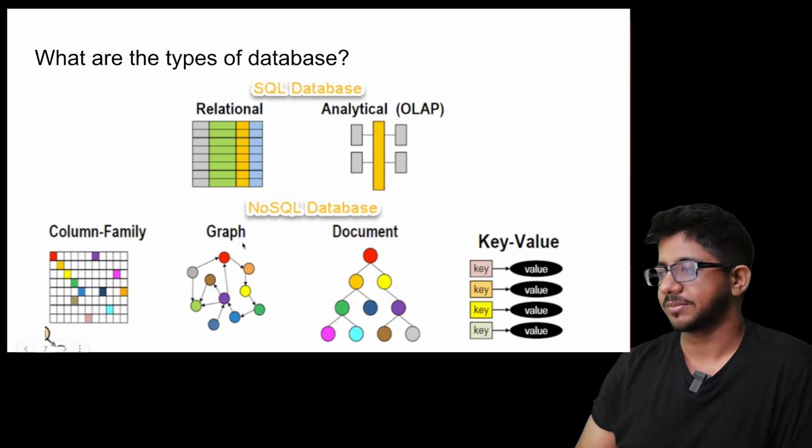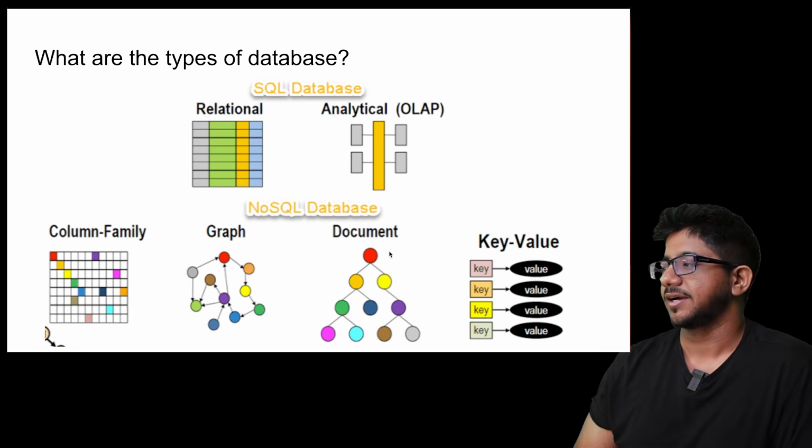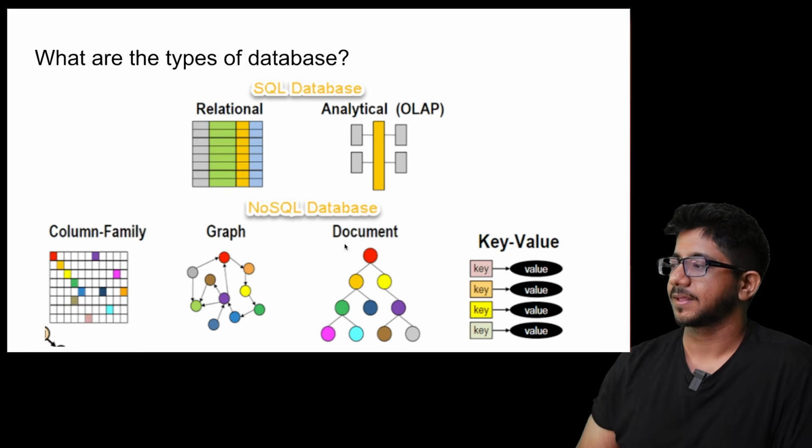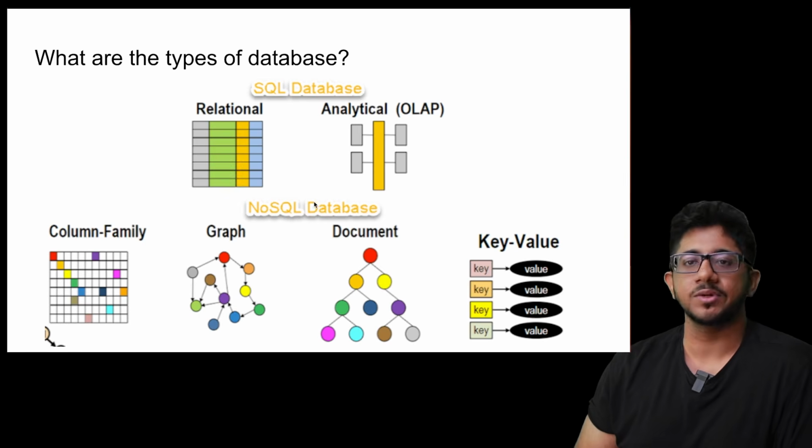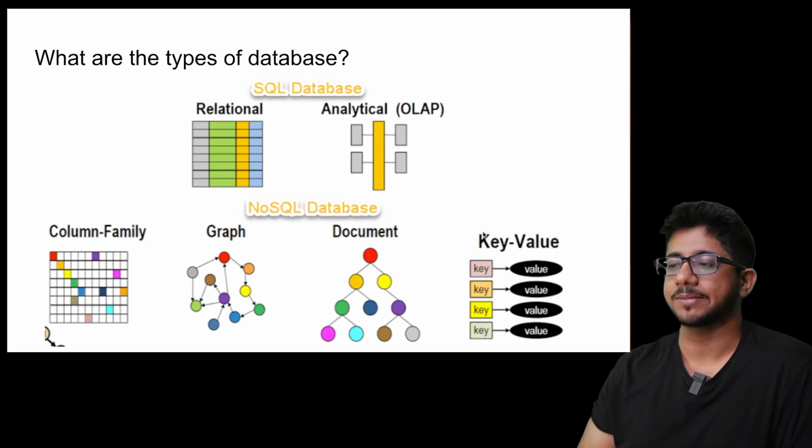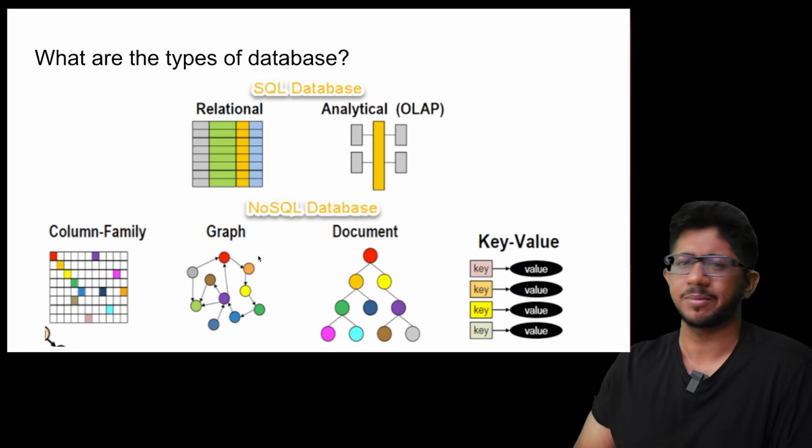You also have column family databases, graph databases, key value databases, and document databases. These kinds of NoSQL databases are also supported, and there are plenty of examples of these in industry, with different implementations of these types of databases. But just know the names, because somebody might ask you that in an interview.